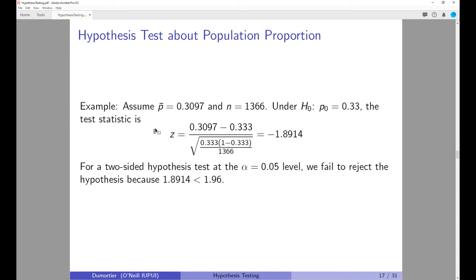So we have the average proportion of 30.97, we have the sample size of 1,366, and under H0, the proportion is that one-third of the population is using Instagram. So we can calculate the test statistic, and we can find that the test statistic is negative 1.8914. Now, if this is a two-sided test, we know that for the standard normal distribution, 1.96 indicates the borders or the cutoff points that leaves 2.5% on the left side and 2.5% on the right side of the tail.